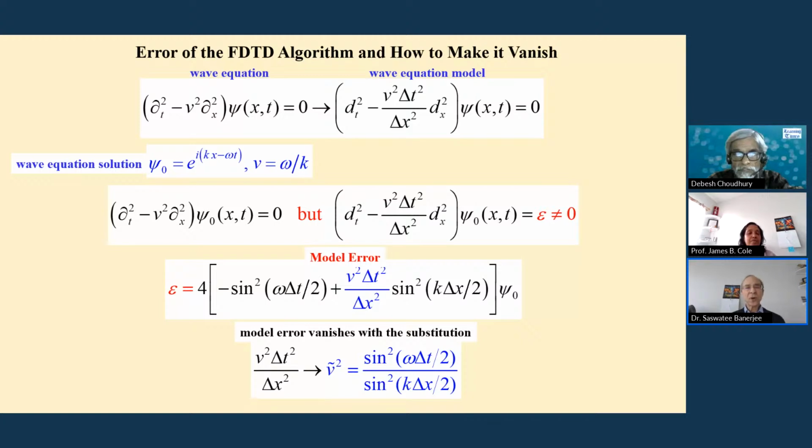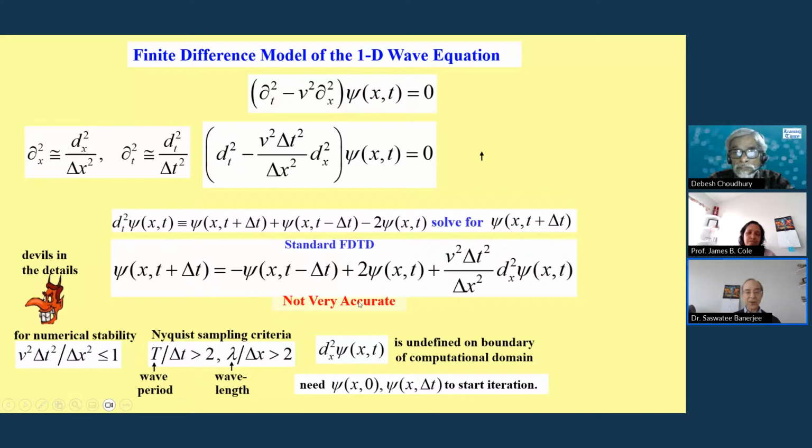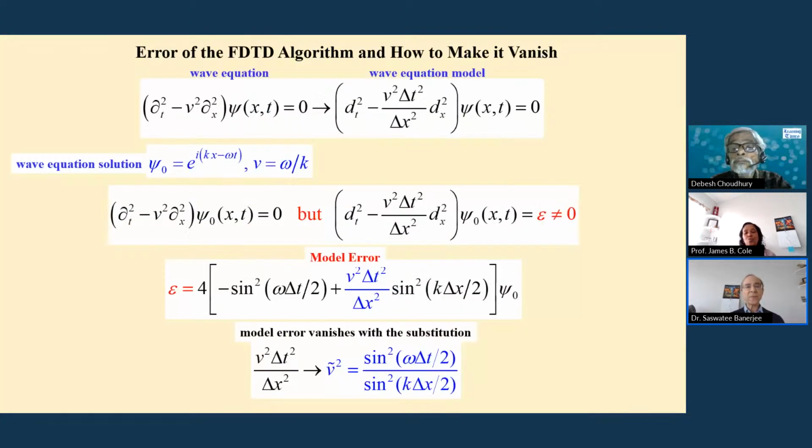All right, so now let's look at the standard FDTD algorithm and the errors. I told you that it's not very accurate unless you make delta x and delta t very small. But if you make delta x and delta t very small, you need a lot of computing power, a lot of resources, a lot of memory. So we'd like to reduce the time needed to compute and the memory needed to do the computation.